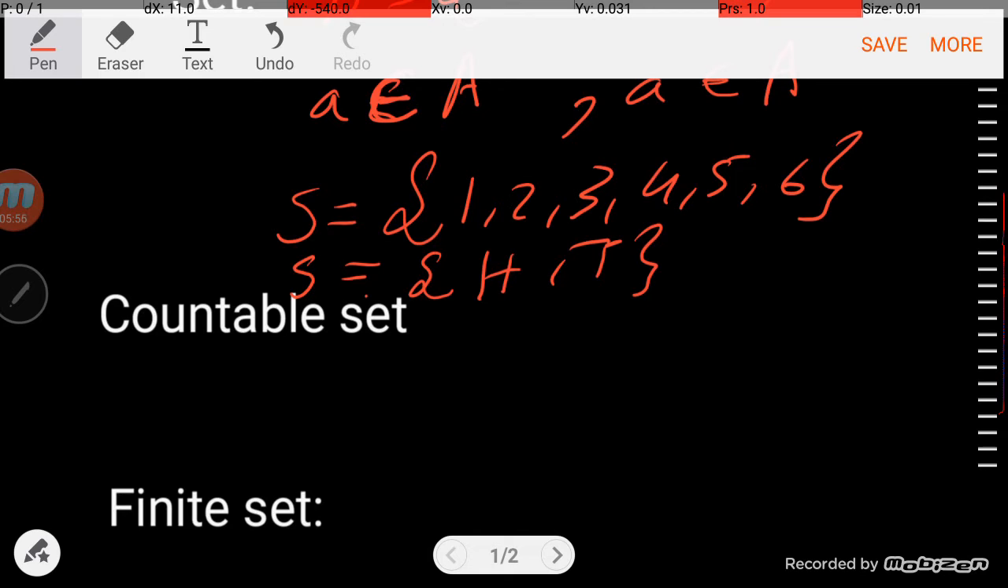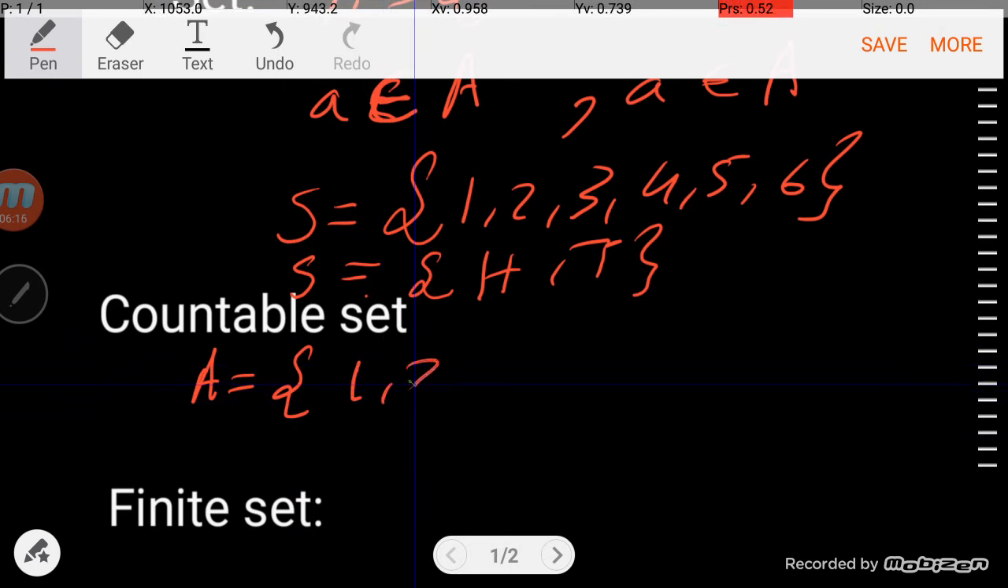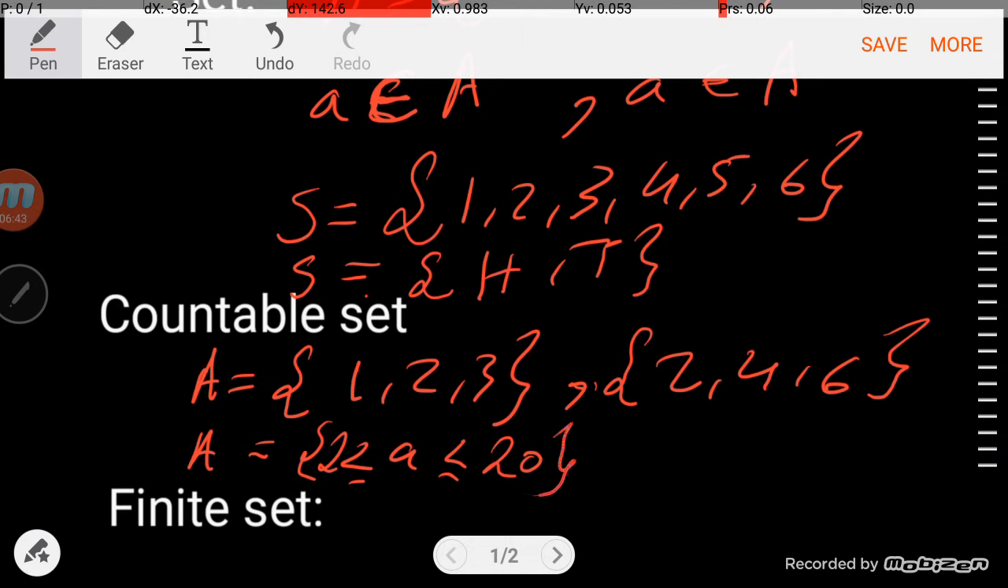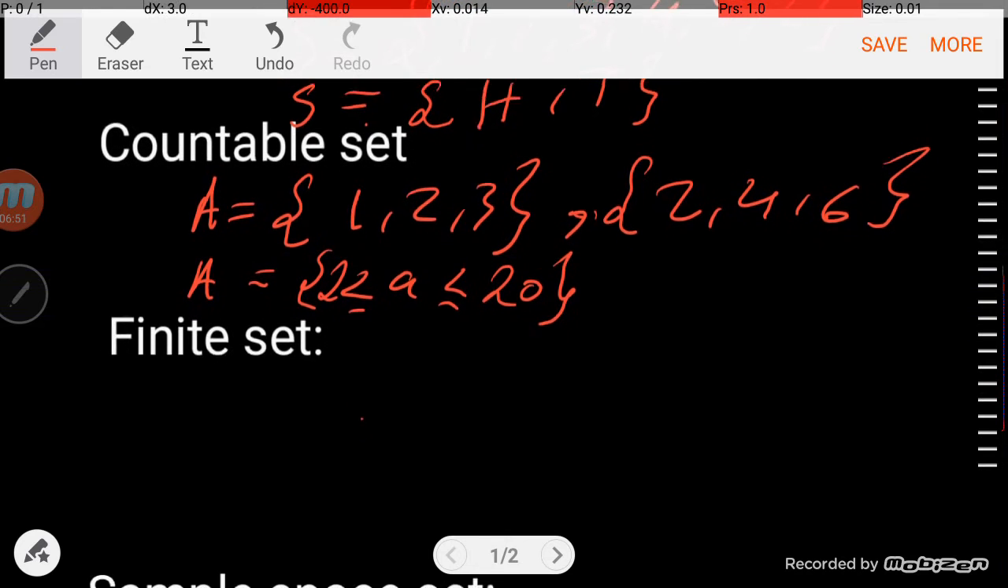Countable set. If its elements can be put in one-to-one correspondence with the natural numbers, which are the integers 1, 2, 3. For example, A equal to {1, 2, 3}. Countable. {2, 4, 6}. Countable. But if we have A equal to the numbers more than 2 and less than 20, it is, by the way, continuous, and it is not countable.